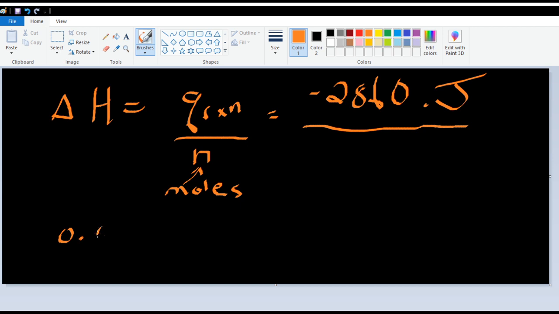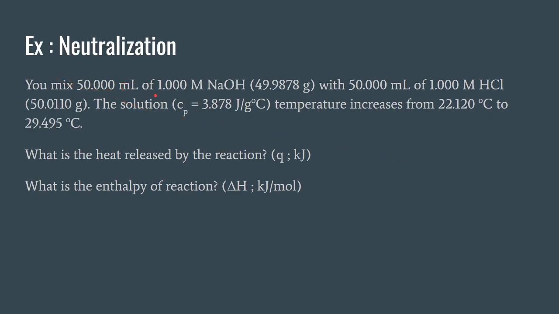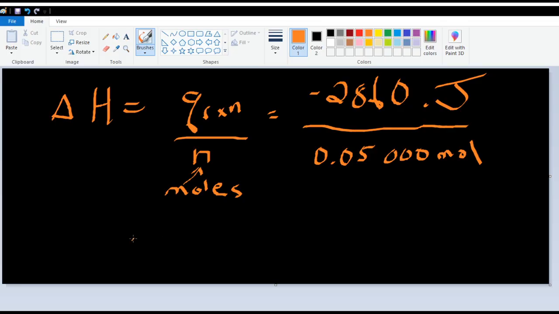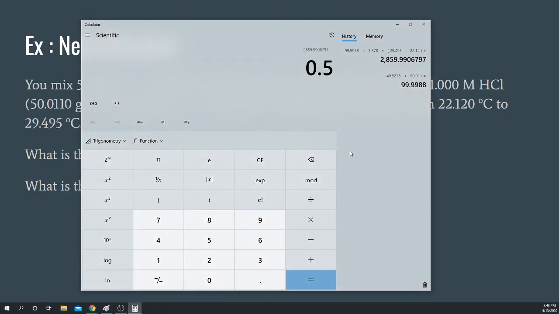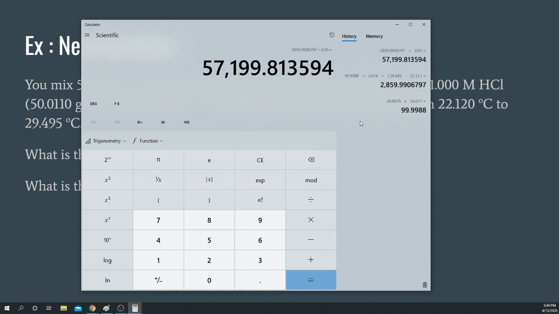So 50 mils of 1 molar. The number of moles is 0.05000 moles. Again, that comes straight out of the problem. 50 milliliters is 0.05 liters times 1 molar, or 1 mole per liter, means 0.05 moles. So now 2860 divided by 0.05 moles. We once again break out the calculator. So we divide by 0.05, and the result is 57.120 kilojoules.